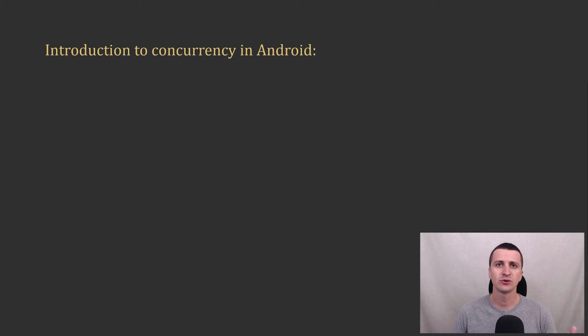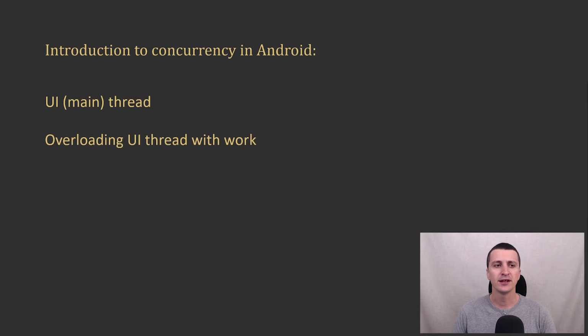Now, the introduction to concurrency in Android is basically the following. First of all, we will discuss the so-called UI or main thread. You will understand why this thread is important and how you should use it. Then I will show you what happens when you overload this UI thread with work, when you try to execute too much stuff on this one single thread. And then we will discuss what concurrency is and why we need it.